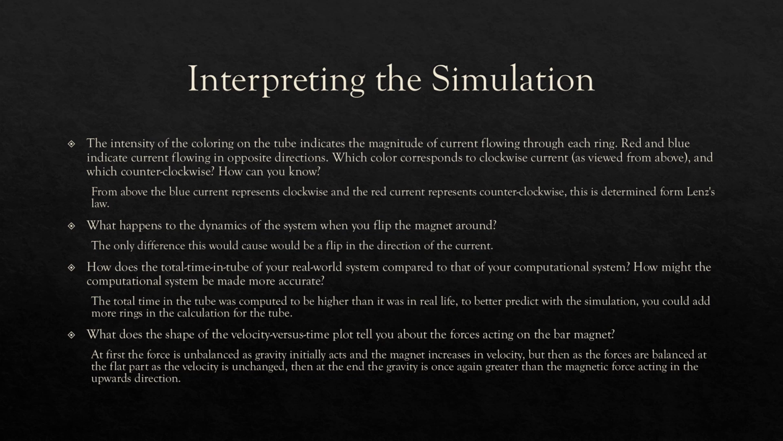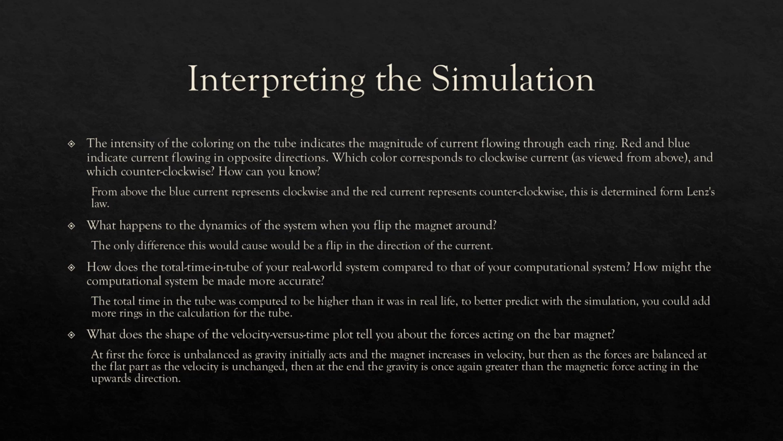What happens to the dynamics of the system when you flip the magnet around? The only difference this would cause would be a flip in the direction of the current. How does the total time in tube of your real-world system compare to that of the computational system? How might the computational system be made more accurate? The total time in the tube was computed to be higher than it was in real life. To better predict with the simulation, you could add more rings in the calculation for the tube.